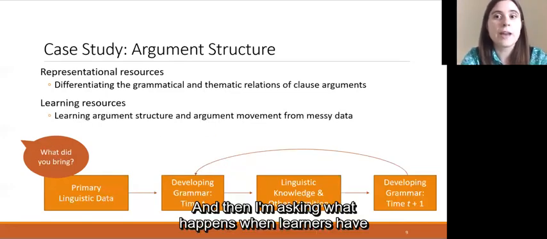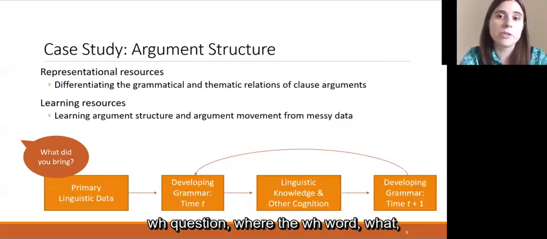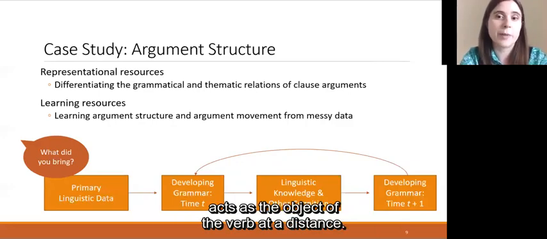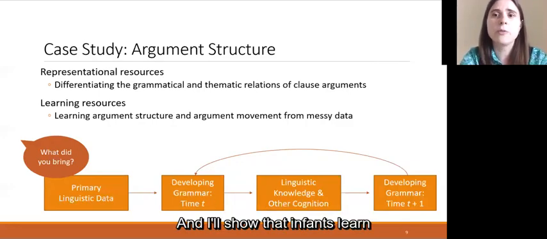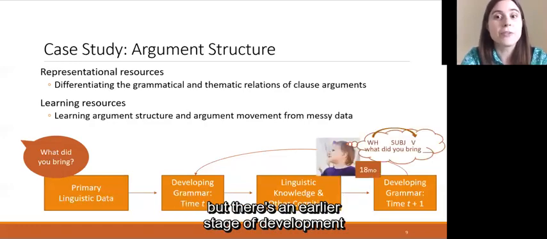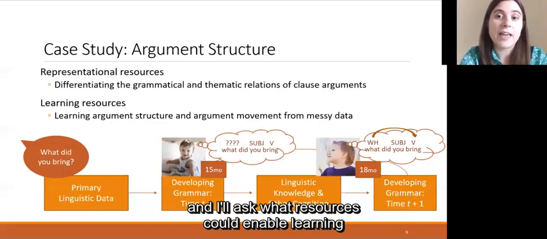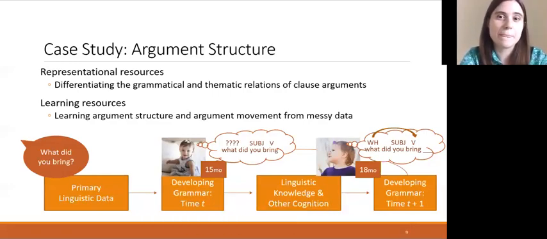And then I'm asking what happens when learners have to recognize clause arguments in sentences like this WH question, where the WH word acts as the object of the verb at a distance. And I'll show that infants learn these non-local dependencies early in infancy, but there's an earlier stage of development where the representations are incomplete. And I'll ask what resources could enable learning from incomplete representations.